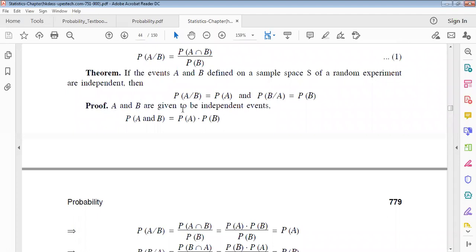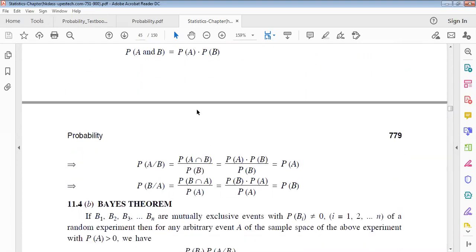Now, A and B are given to be independent events. Then probability of A intersection B equals probability of A multiplied by probability of B. We get this from the multiplicative law of probability. This implies probability of A when B has happened.